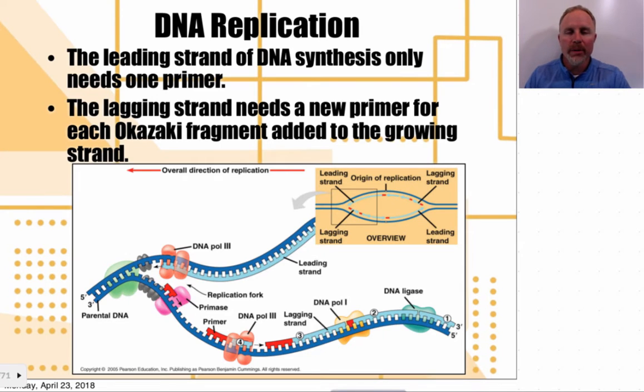All right, so in the last part, we went through and talked about some of the enzymes that make up the DNA synthesis machine, and now we're going to get into some of the details of DNA replication. So, in DNA replication, you have a leading strand and you have a lagging strand.